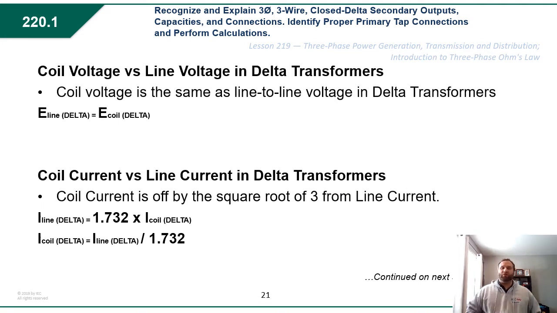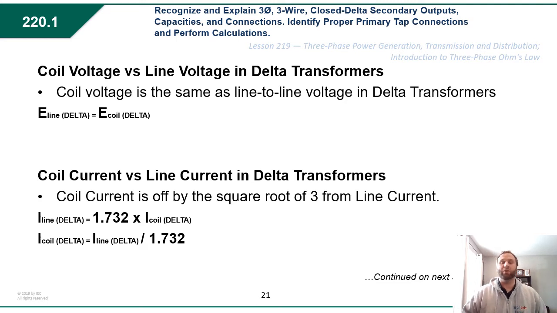In delta transformers, the coil voltage is the same as the line-to-line voltage. So this means that the E of line equals the E of coil in a delta system. I would definitely put that in my notes if I were you. You will see this brought up multiple times on the exam.